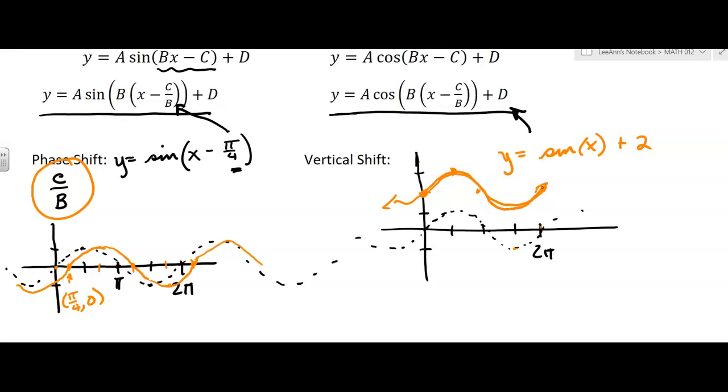Now think about the midline. We talked about the midline before, but we didn't do too much with it. The midline would be right here. So that would be your midline. Y equals 2. Okay? All right. That would be a vertical shift. And of course, it could shift down. I just did one that shifted up. All right.